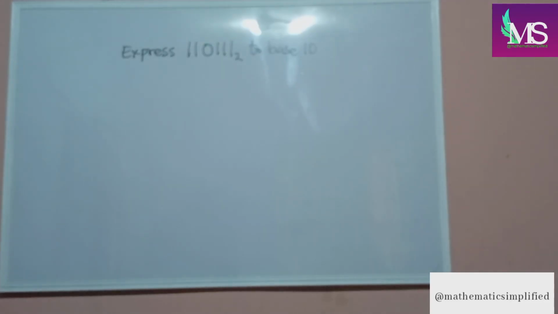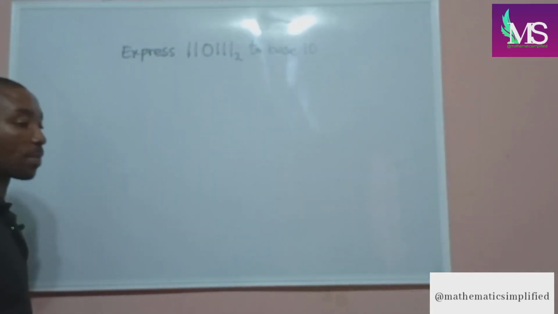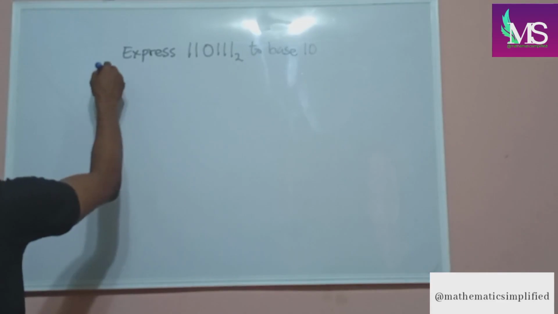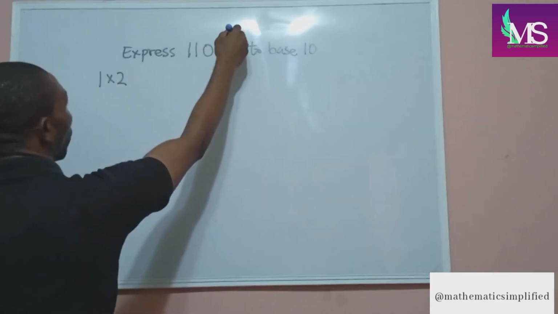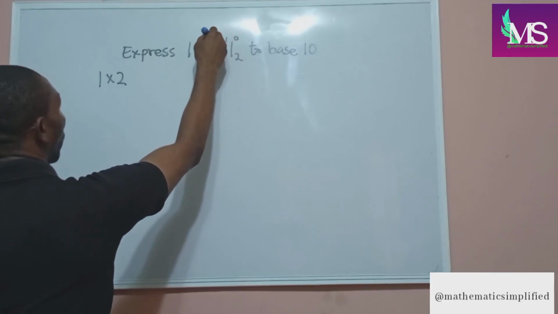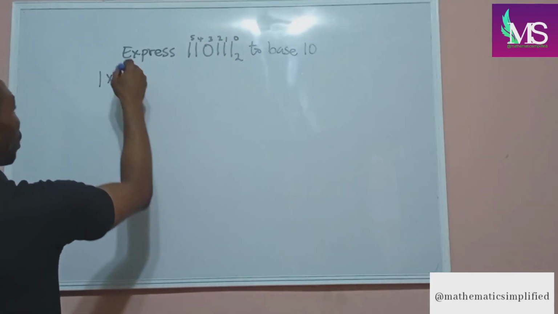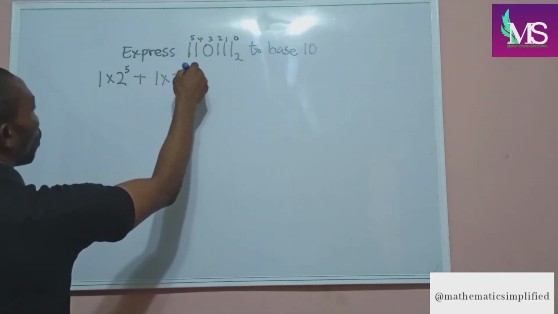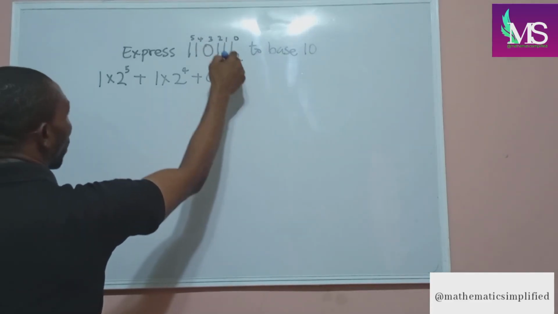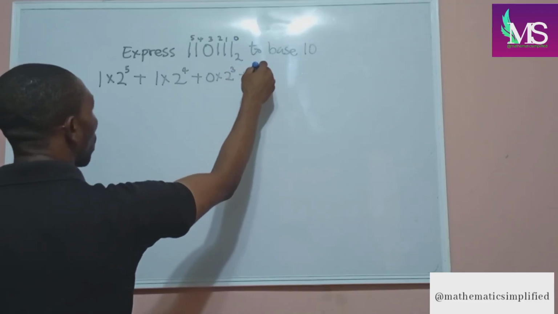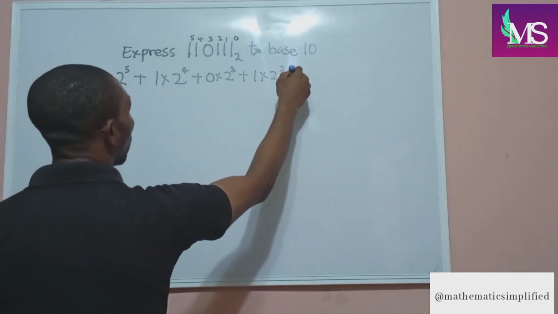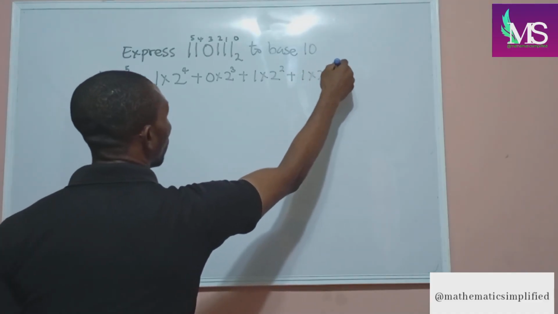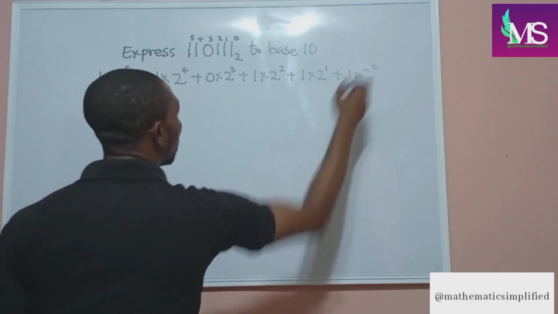The next question says, express 110,111 base 2 to base 10. Now in doing this, we'll use what we call the expansion method. First of all, we will label the digits 0, 1, 2, 3, 4, 5. Okay, 1 times 2 raised to the power 5 plus 1 times 2 raised to the power 4 plus 0 times 2 raised to the power 3 plus 1 times 2 raised to the power 2 plus 1 times 2 raised to the power 1 plus 1 times 2 raised to the power 0.